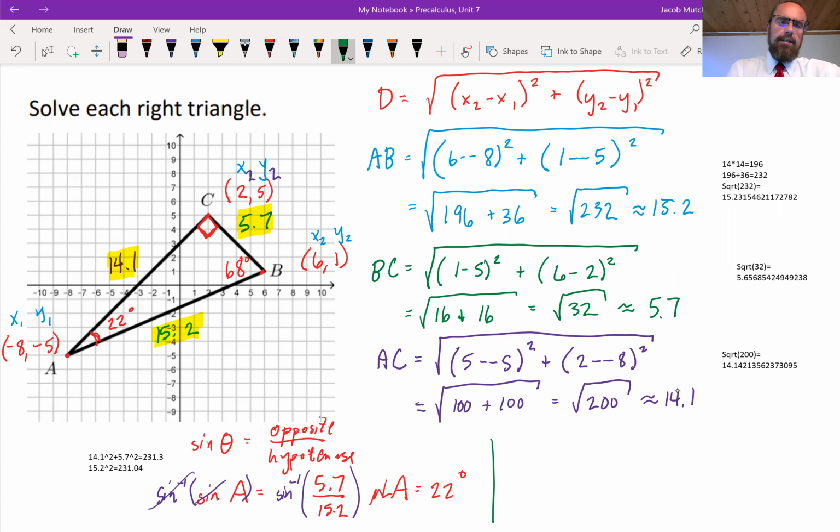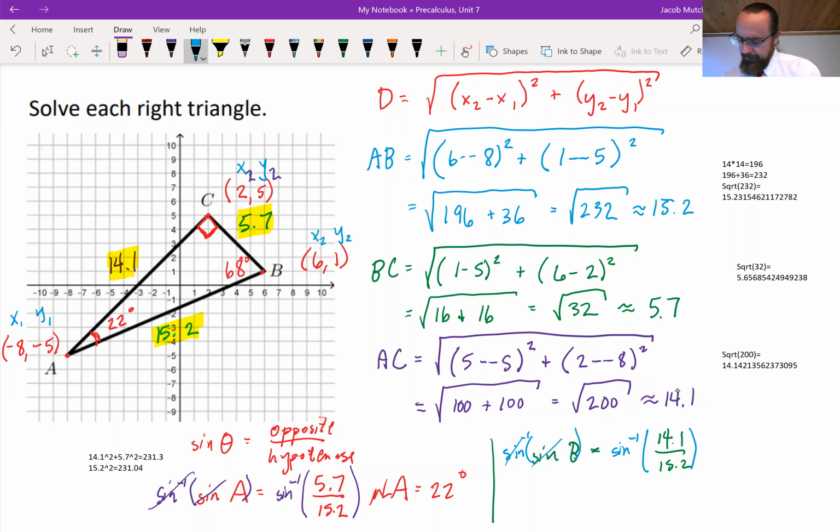So we'll do sine again here. So sine for B is going to be the opposite side, but opposite from B is 14.1 divided by 15.2, the hypotenuse length. So the solution's the same there. Apply inverse sine to cancel sine on the left. And then my angle measure should be given by inverse sine of 14.1 divided by 15.2. So to finalize here, and really we just want to confirm, is that 68 degrees?